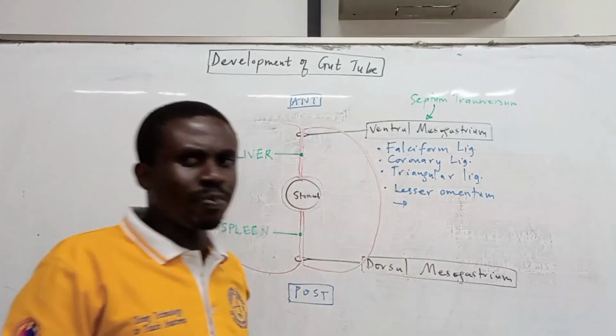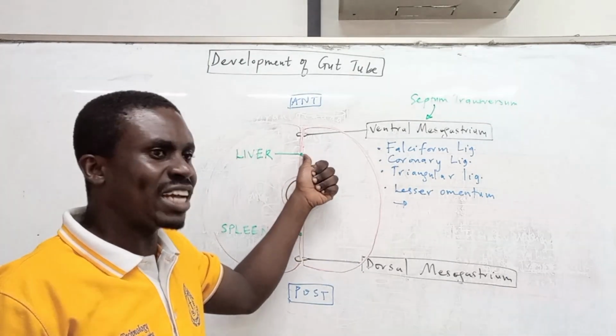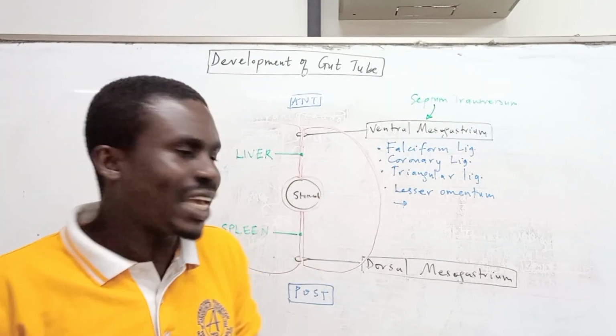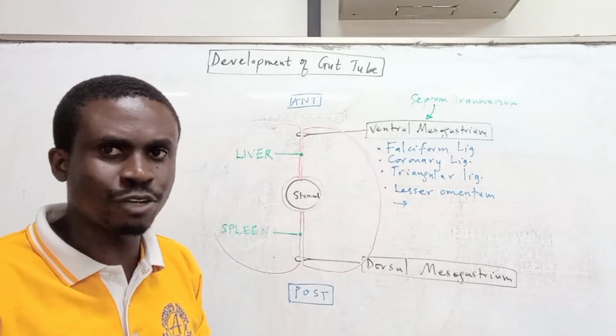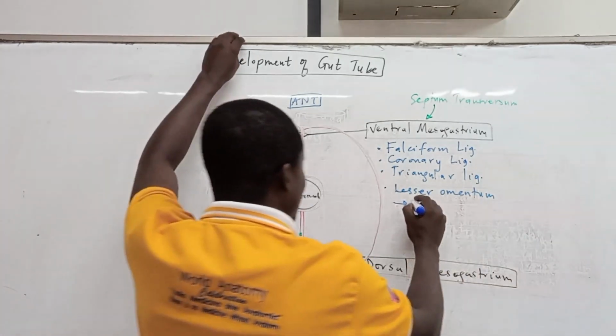Now, one thing I want you to appreciate about the lesser omentum is that there's a connection between the liver and the stomach. The name of that ligament is hepatogastric. Gastric has to do with the stomach, and with the liver, we are talking about hepato. So we talk about hepatogastric.